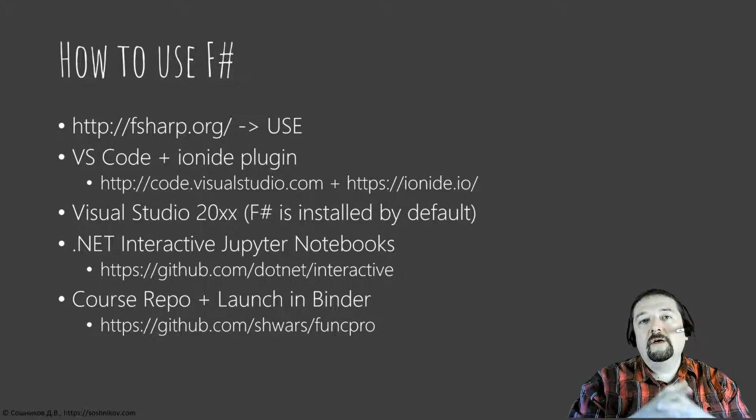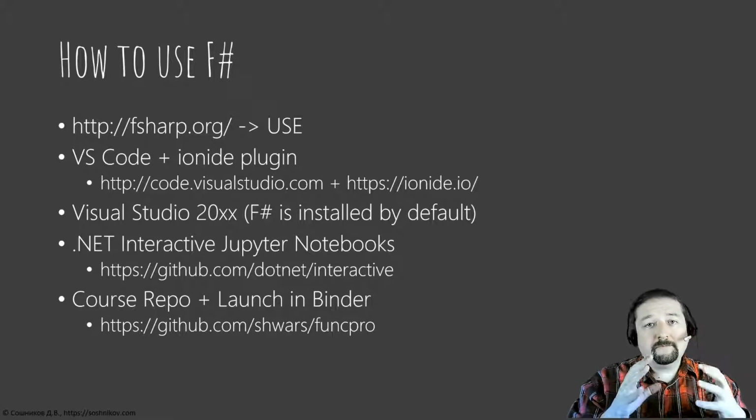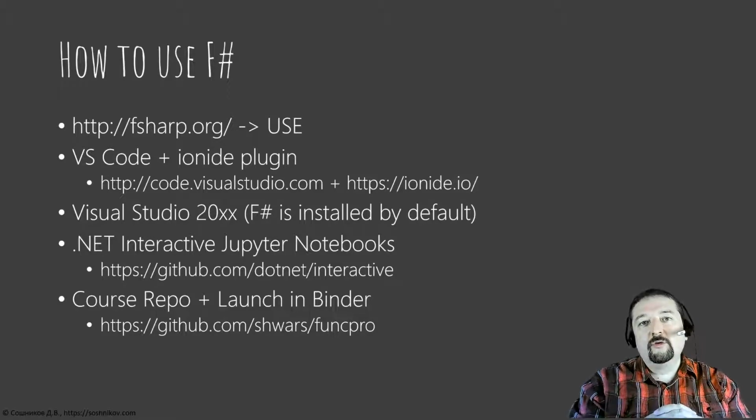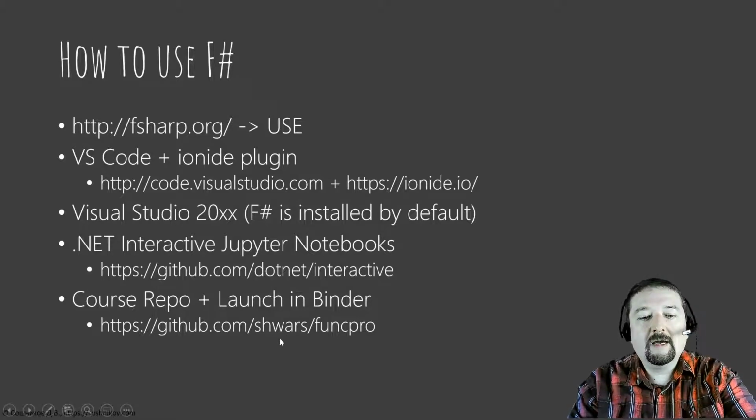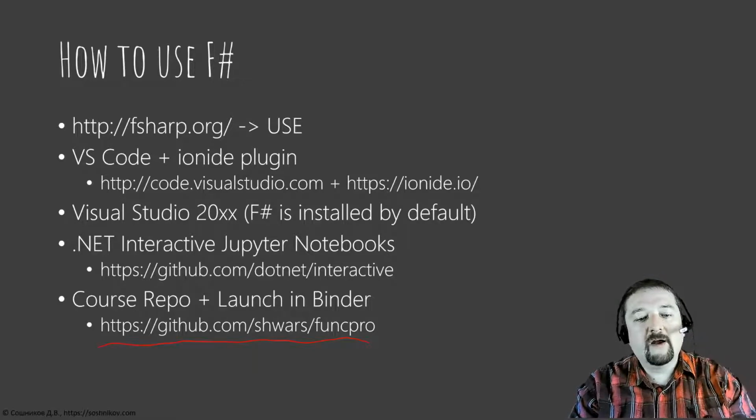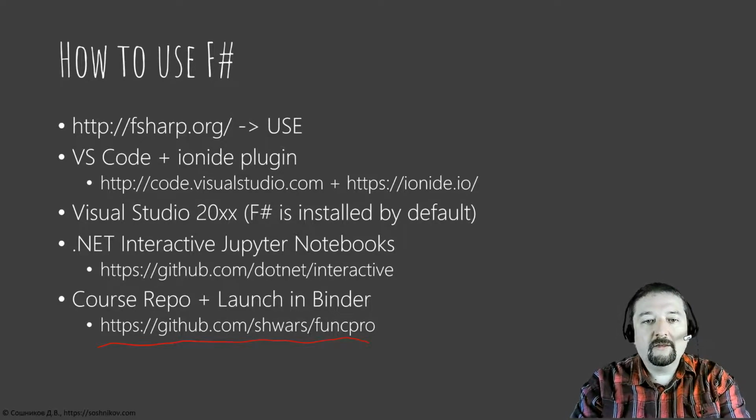Or you can also do it online in tools like Binder. Binder is an online free system which allows you to start Jupyter notebooks online. And it can support different languages. So the easiest way to experience it is to start with the course repository for this course and launch it in Binder. So the course repository, the address is listed here, is github.com/schwarz/funkpro, and I will show you how you can launch it in Binder.